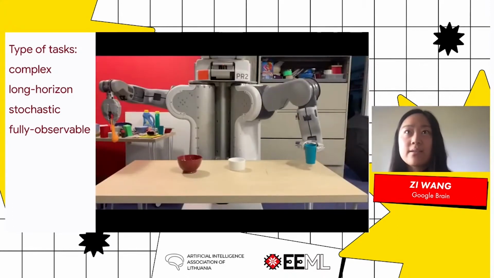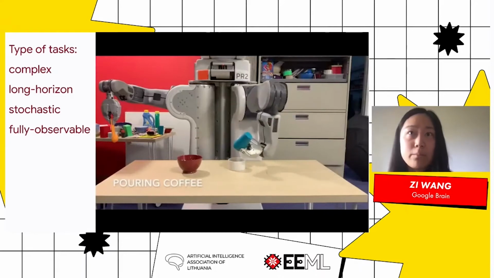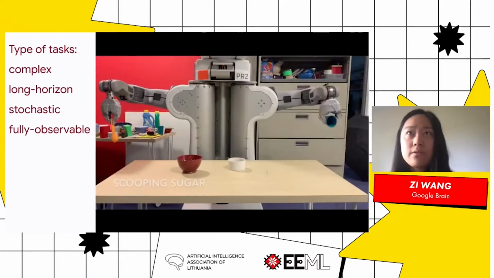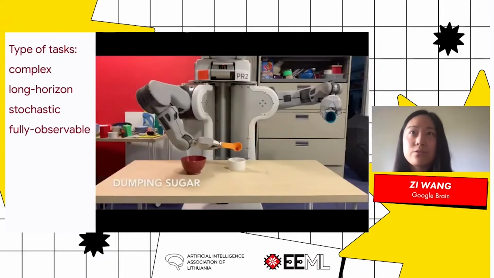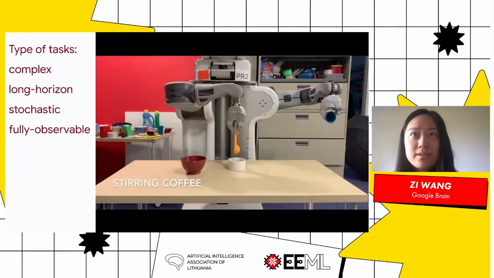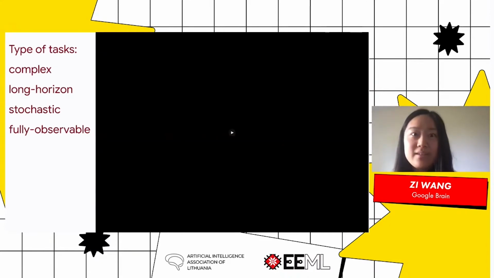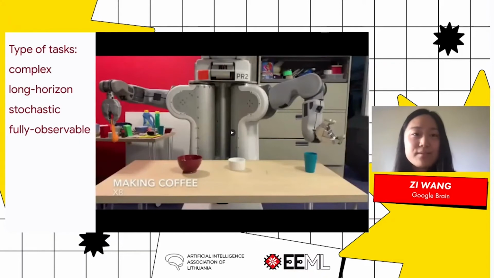So here, the second task is that it's trying to make a cup of coffee. It's going to pour the coffee, to scoop some sugar. Of course, they're not really sugar. And then it's going to stir it, and that's done. So, right, well, we can keep it playing.